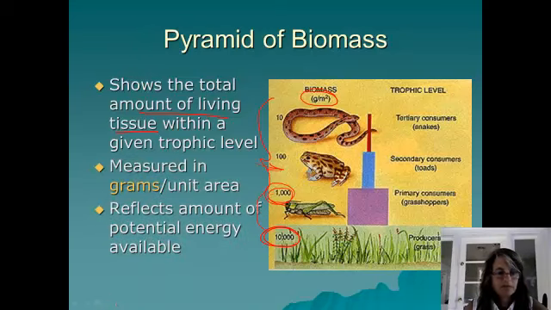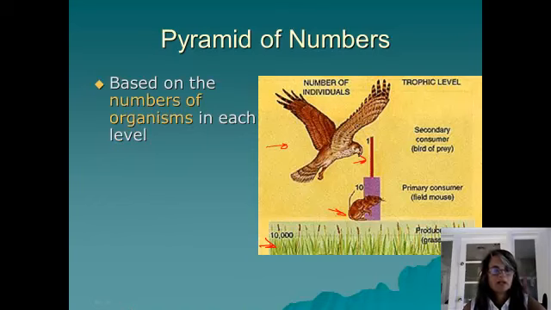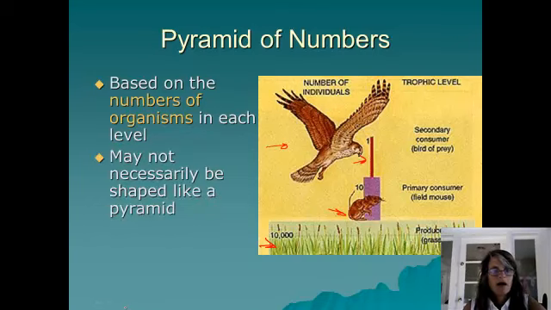Okay, it reflects the amount of potential energy that's available. Grams is the unit because you're measuring mass, okay? Now, a pyramid of numbers, again, very similar concept, but this time you're actually just counting individuals. So you get to go out in the field and count every individual grass plant that you have per unit area. Then you're going to count all the mice, and you're going to count all the hawks. And what you find, once again, is that you can support much less at the top than you can at the bottom.